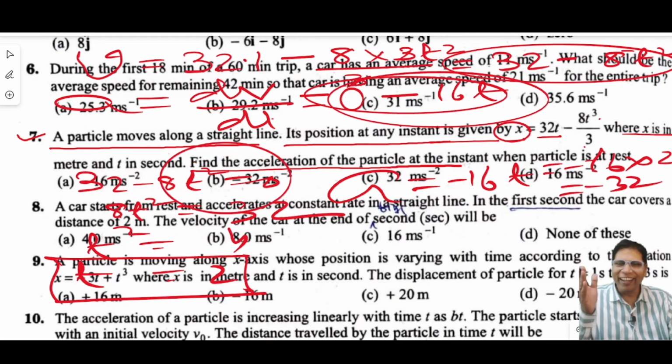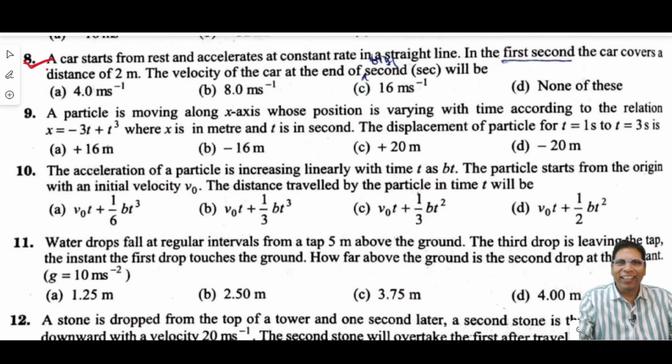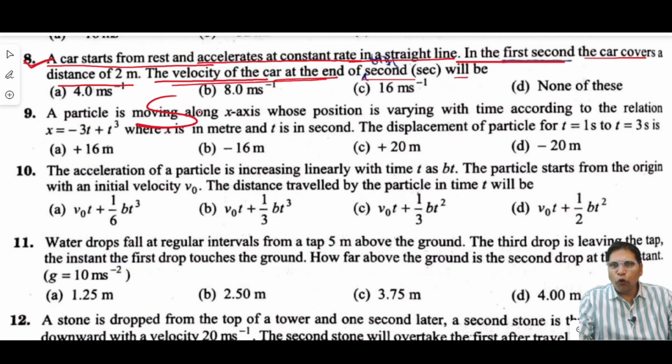Understood? Next, question number 8. A car starts from rest and accelerates at constant rate in a straight line. In the first second, the car covers a distance of 2 meters. The velocity of the car at the end of the first second will be? Here S equals 2 meter and it starts from rest, so u equals 0. Now S equals half into (final velocity plus initial velocity) into time taken. Time taken is equal to 1.